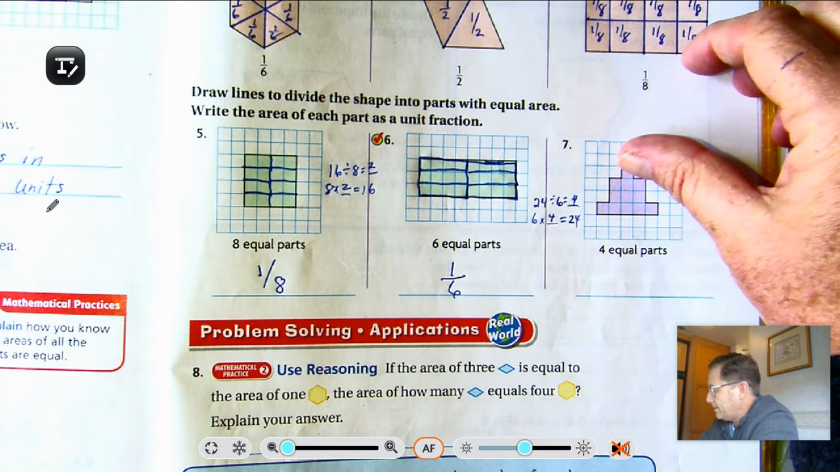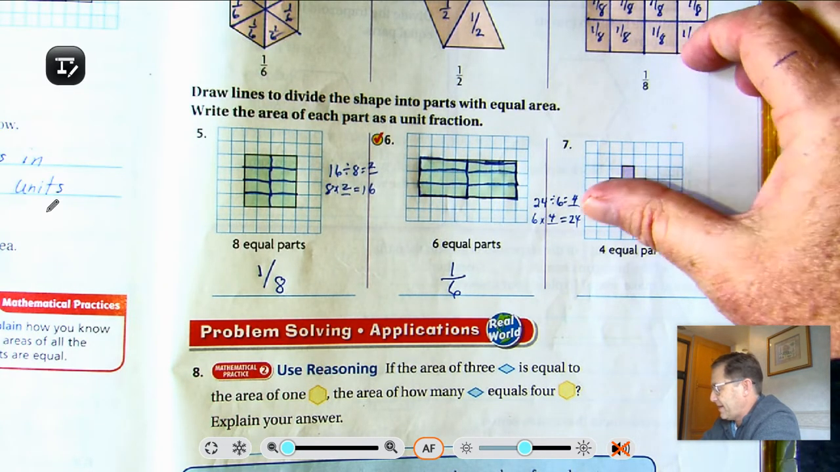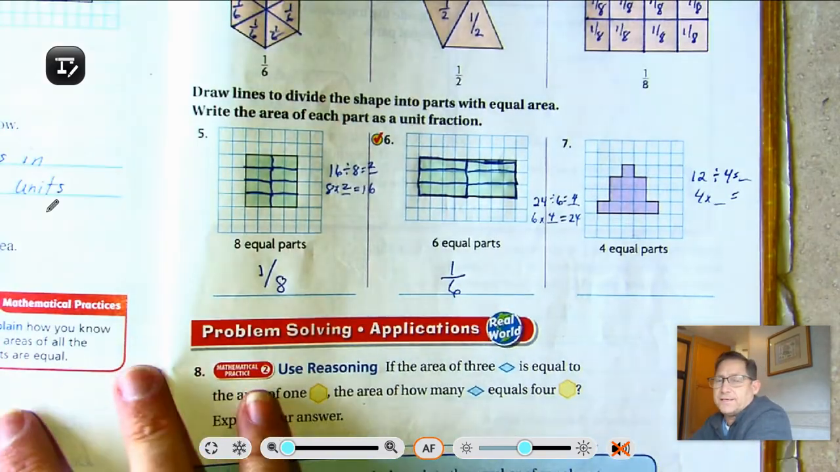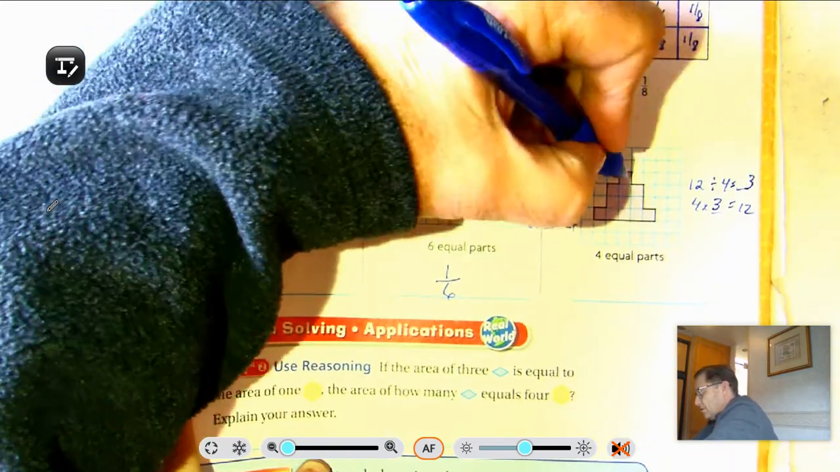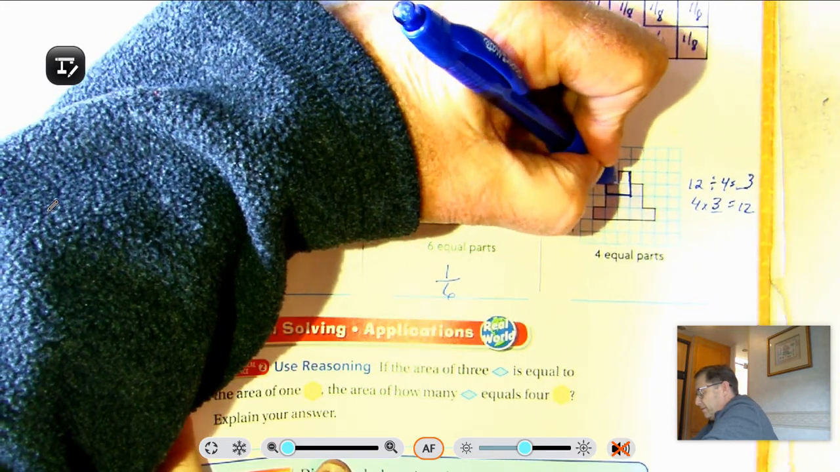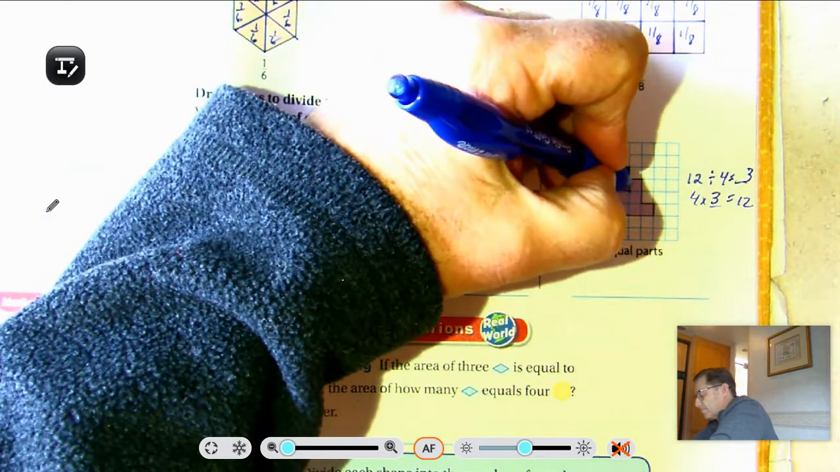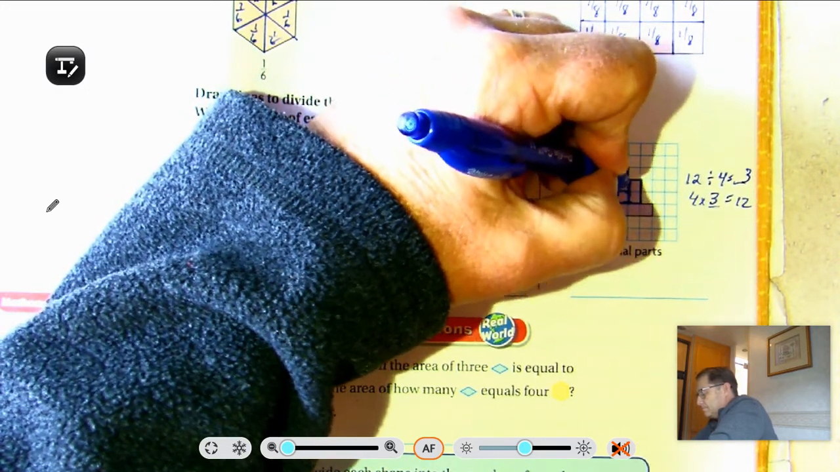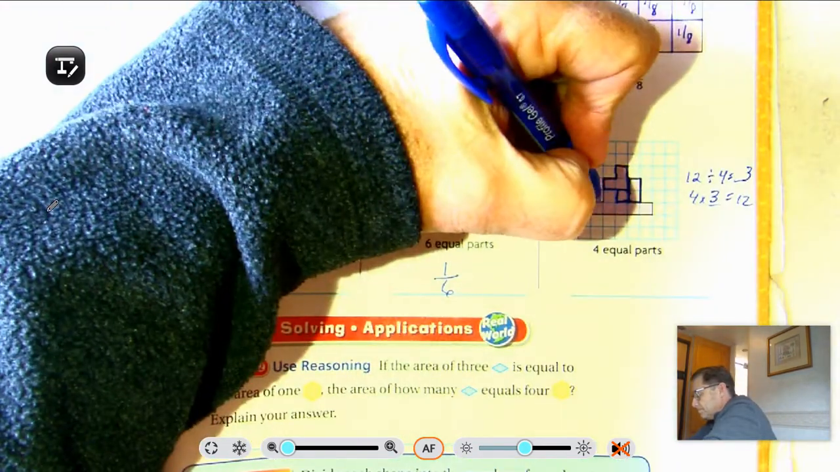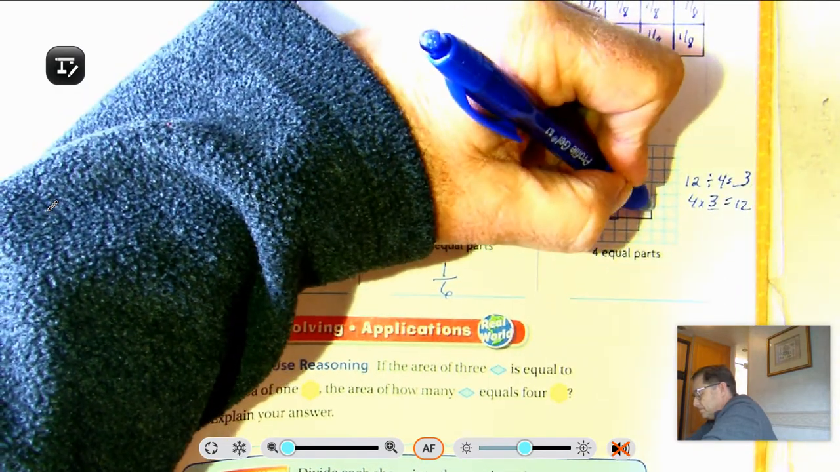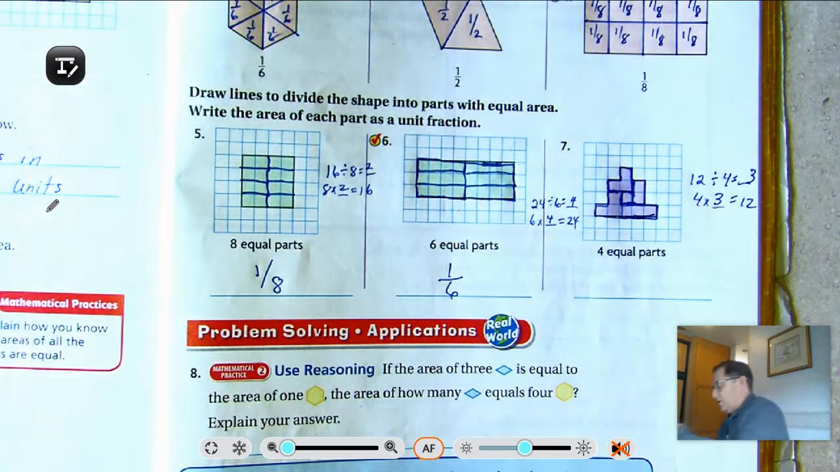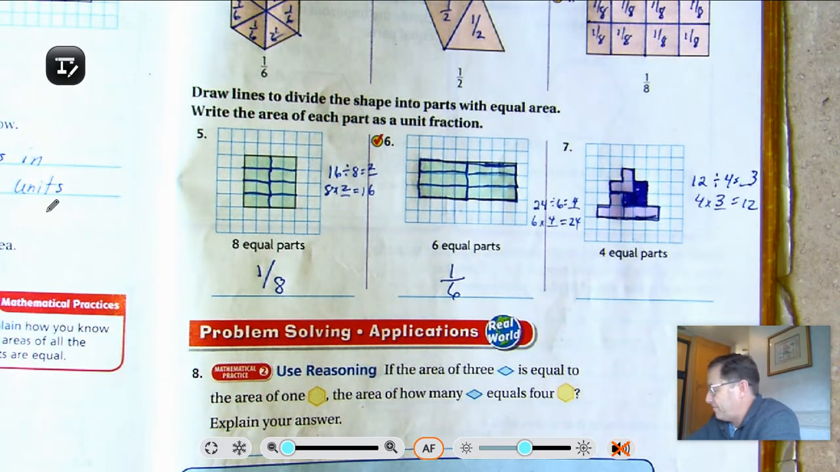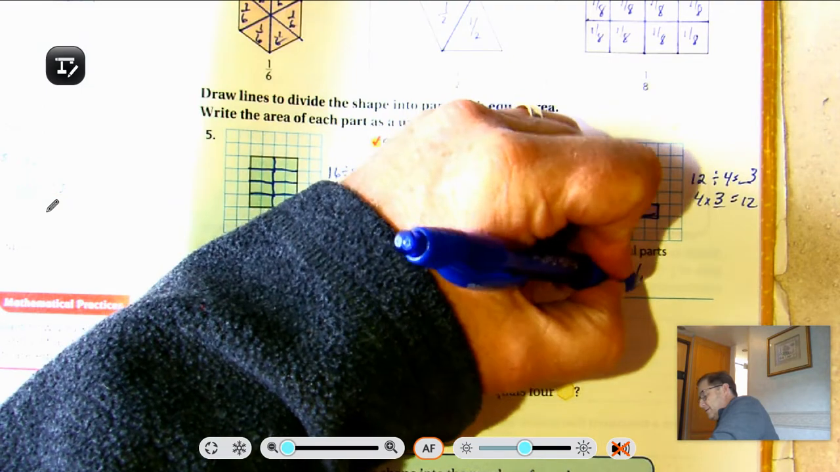Number 7, we have 1 plus 3 is 4. 4 plus 3 is 7. 8, 9, 10, 11, 12. 12 square units divided by 4 parts. 4 times what is 12? 3. 4 times 3. So we need to put them in boxes of parts of 3. Oops. I'm going to go ahead and color these 3 in because I messed up. Okay. All right, so we have 4 groups of 3. So each part is 1/4.